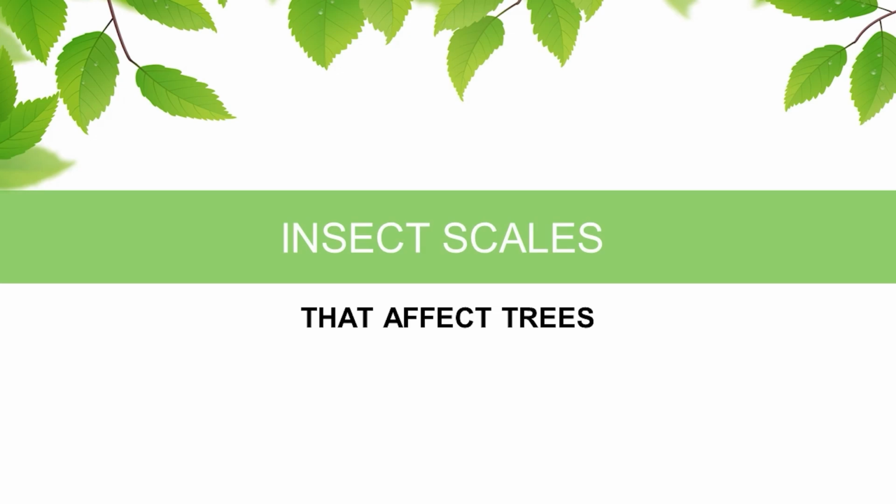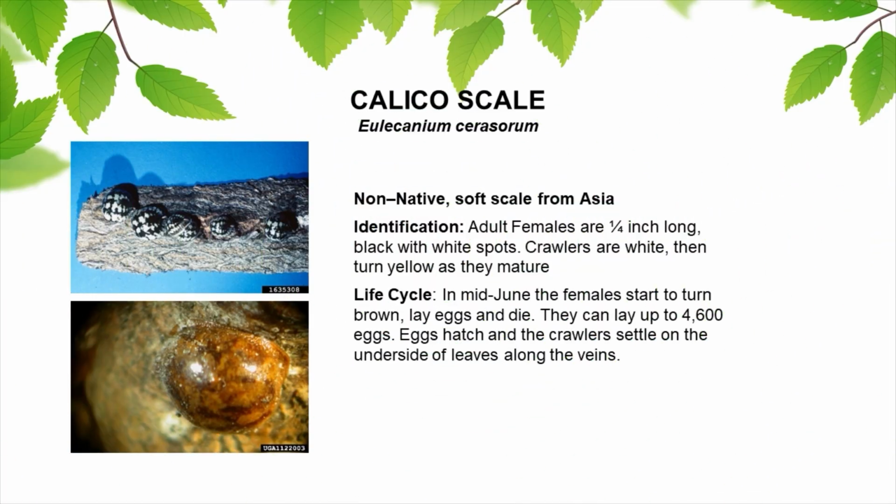Introduction: Scale insects that affect trees. This presentation covers information on some of the common insect scales that can affect trees and how they can be managed. The first insect scale is calico scale. It is a non-native, soft scale, originally from Asia.